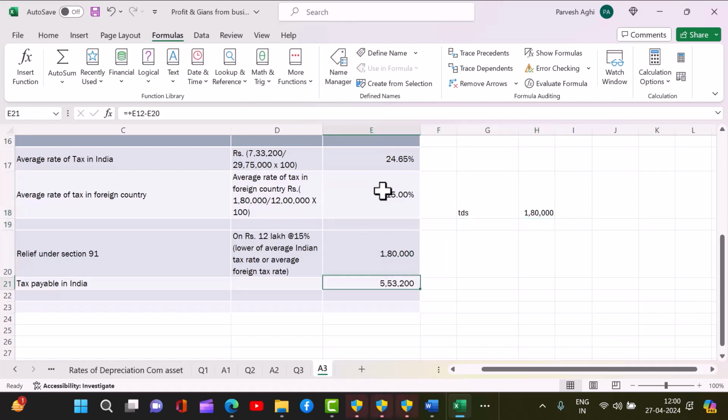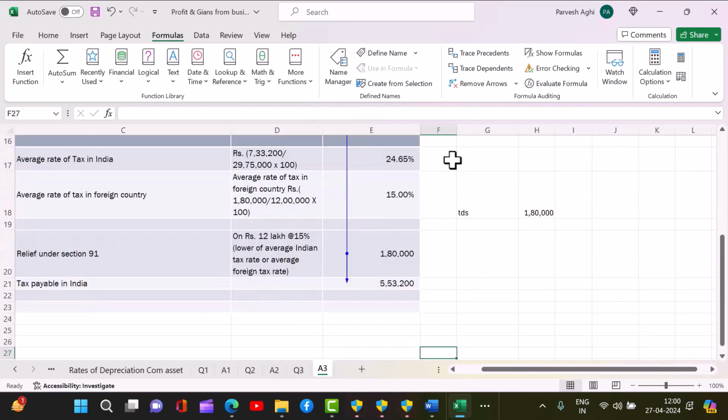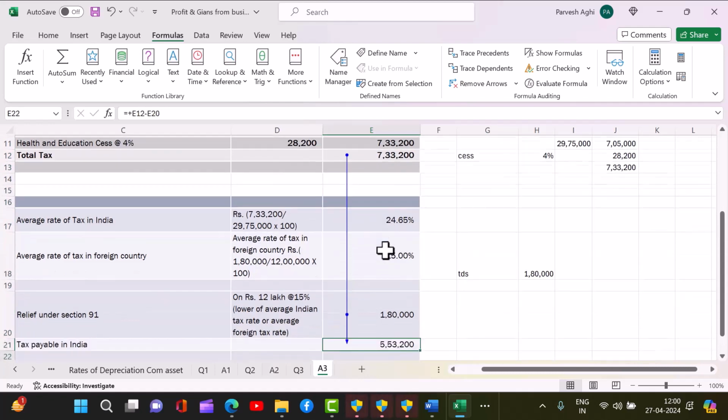So that means she has to pay tax of now 5 lakh 53,000, which is the tax of 7 lakh 33,000 minus 1 lakh 80,000. So this will be the tax payable in India. She'll get a full relief of the tax paid abroad, because it happens to be a lower percentage than the tax rate in India. So she will be entitled to 100% reduction of tax liability. Is this clear?